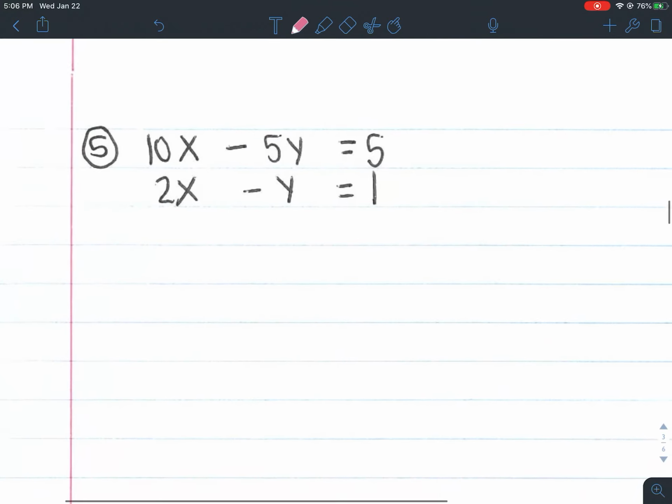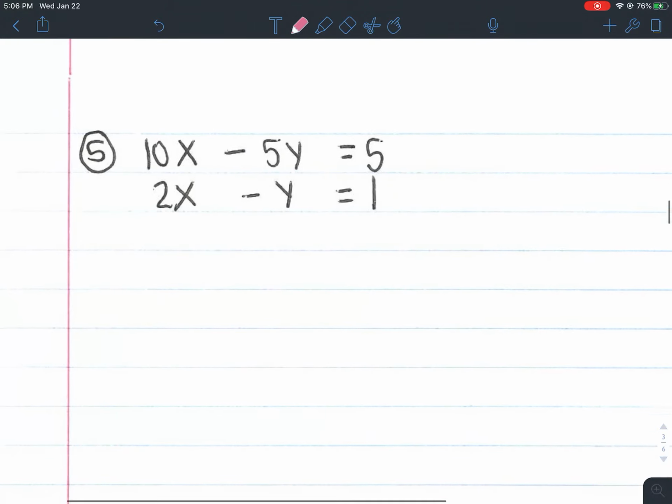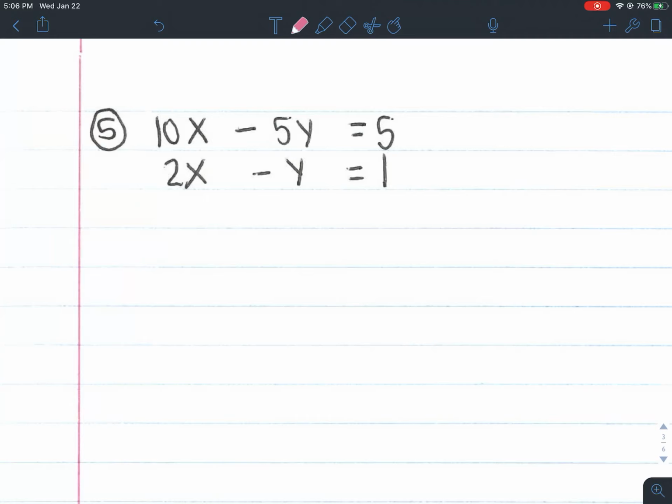All right, moving on. Number 5. So here we have, first we check for standard form, and they're both in standard form. The second thing we check for is, do we have the same number anywhere? Well, I have 10 and 2, and I have negative 5 and negative 1. So not really, right? I don't have any same numbers. Do I have any opposite signs? No, right? I have, whoa, I just threw my Apple Pen. This is positive and this is positive. This is negative and this is negative.